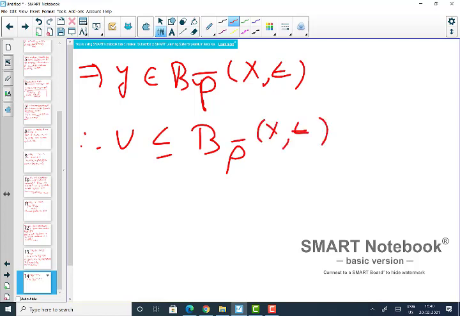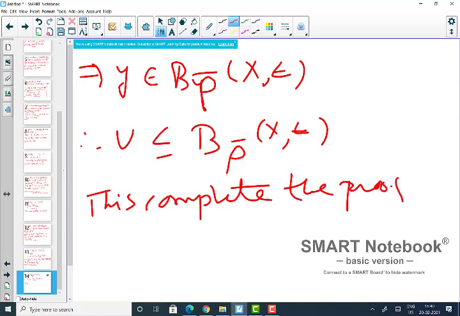So this completes the proof. So what does that mean? That means the uniform topology is smaller, or coarser, than the box topology. The box topology is finer than that. And obviously, if this lambda is finite, then all those topologies are the same. Actually, they are the same in the finite case. Okay, clear.